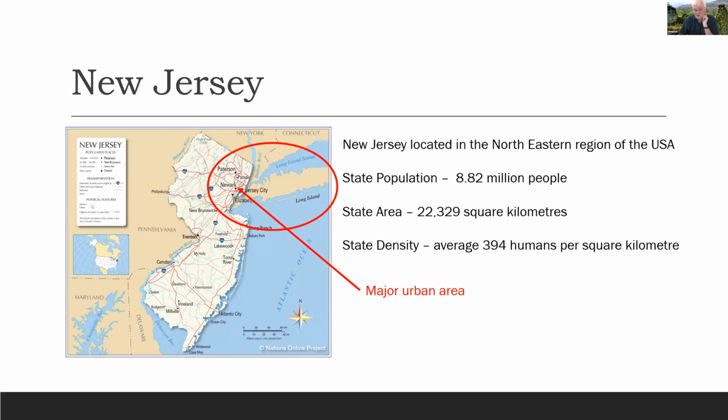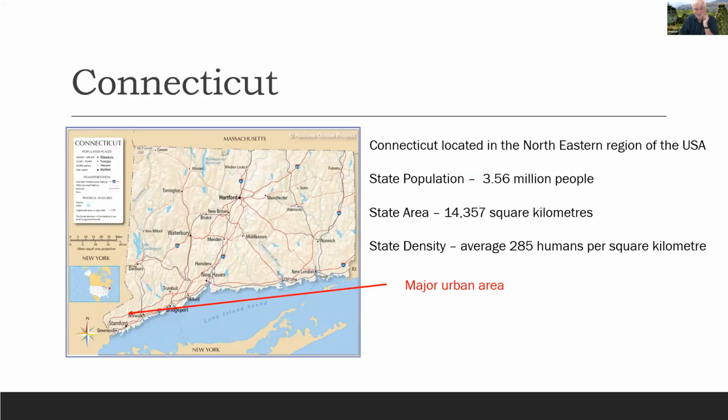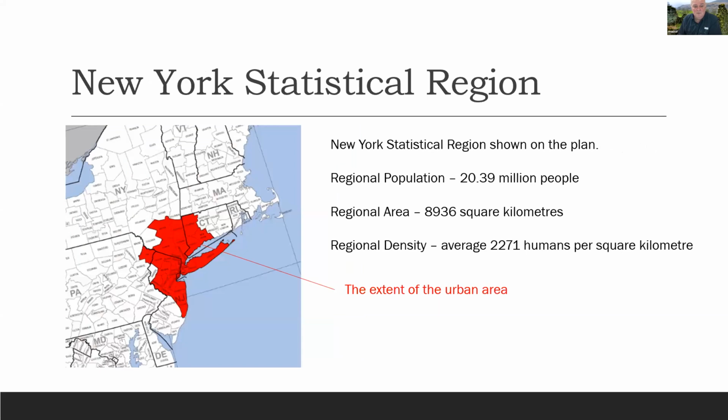So getting data in China is very hard. Getting data in Indonesia is not quite as hard, but it can still be quite hard. And then Connecticut is a little puny state, but Stamford and Greenwich, down in the bottom left-hand corner, are really still part of New York. So that's the New York statistical region. It is really, really quite large. The problem with just looking at the New York data that's published for the state is that it only represents about half of the data. It doesn't represent the full data set.